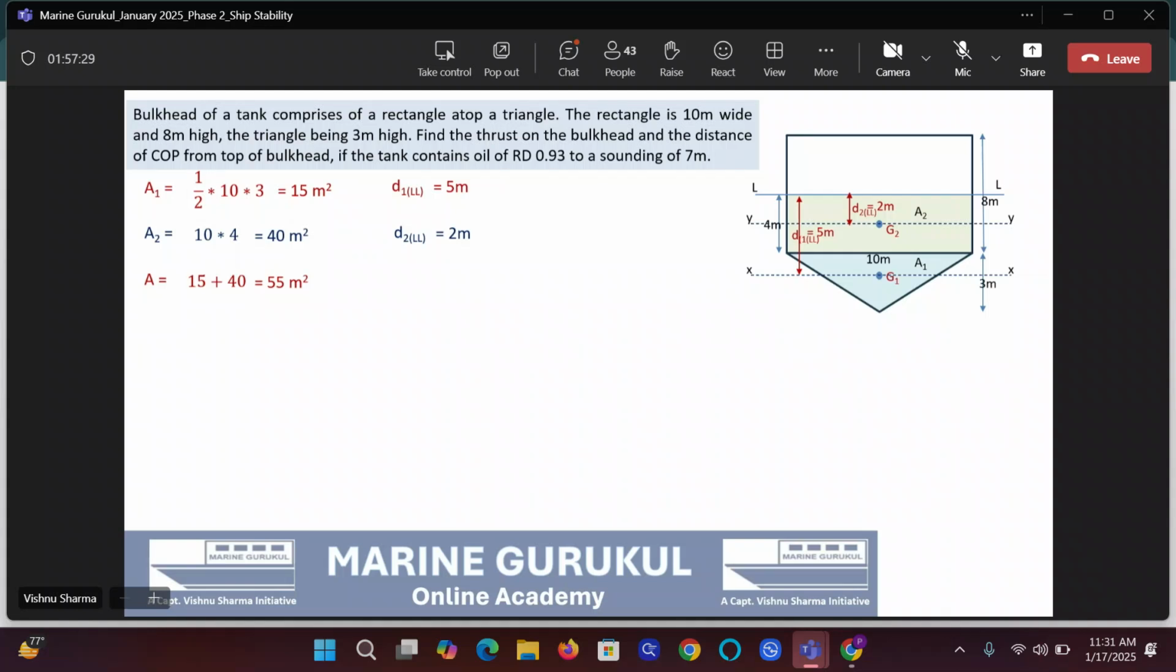Sir, I have a doubt. Yes, tell me. Sir, D1LL is 5, how? The geometric center of the triangle is at depth 3 meters, so half of that is 1.5 plus 4. For a triangle it is half. No, sir. What is the distance of the geometric center from the base? How much is it?